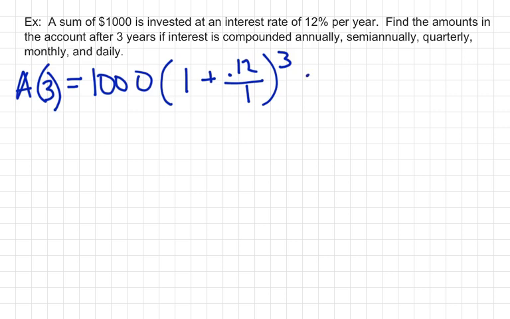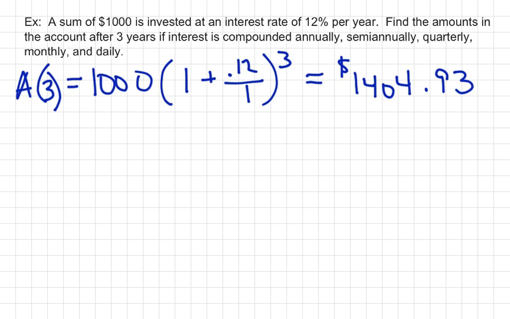And you're going to find out that you'll have $1,404.93. Remember, this is a money problem, so we always round to the hundredths place.